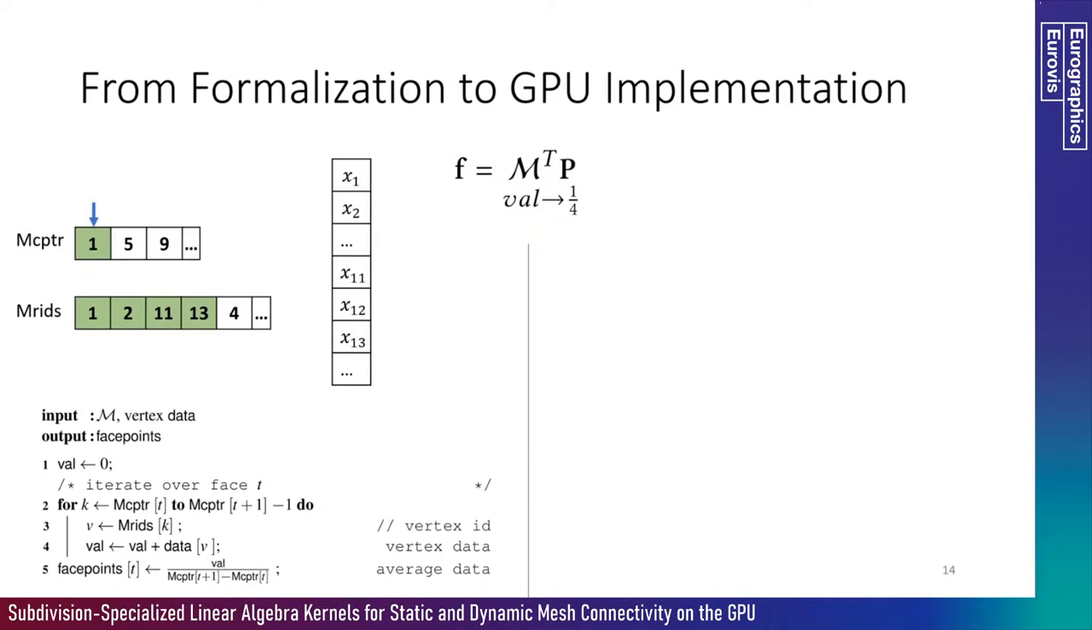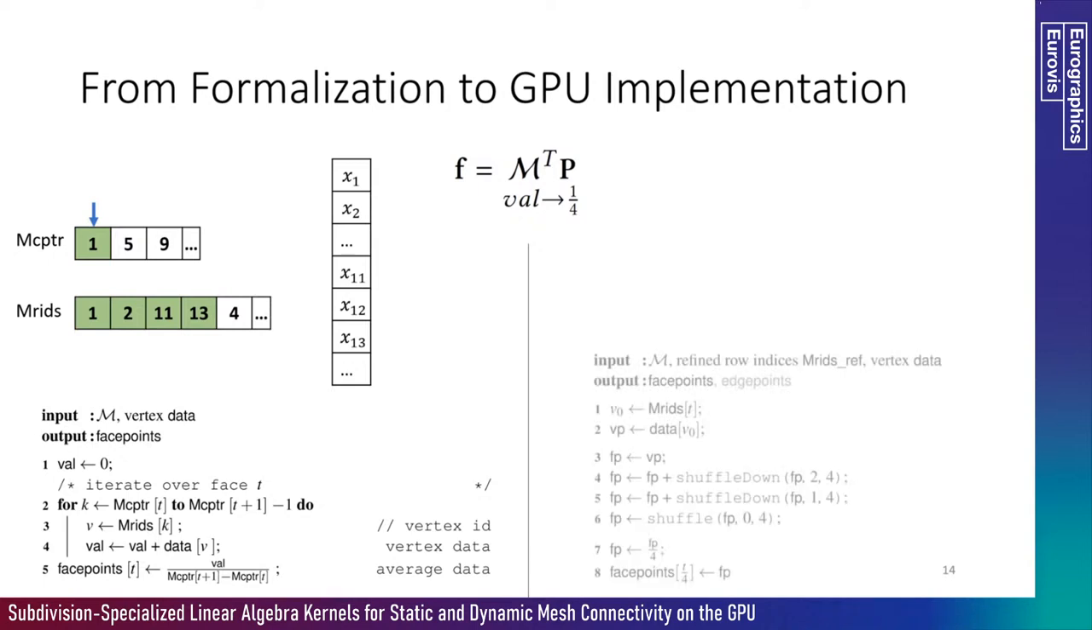First, it determines the start of its column in the column pointer array, and then starts to read the row indices one by one. For each of the row indices, it reads the corresponding vector entry and accumulates them. After all entries in the thread's column have been summed up, the value is averaged and the final face point is written to the thread's output vector element.